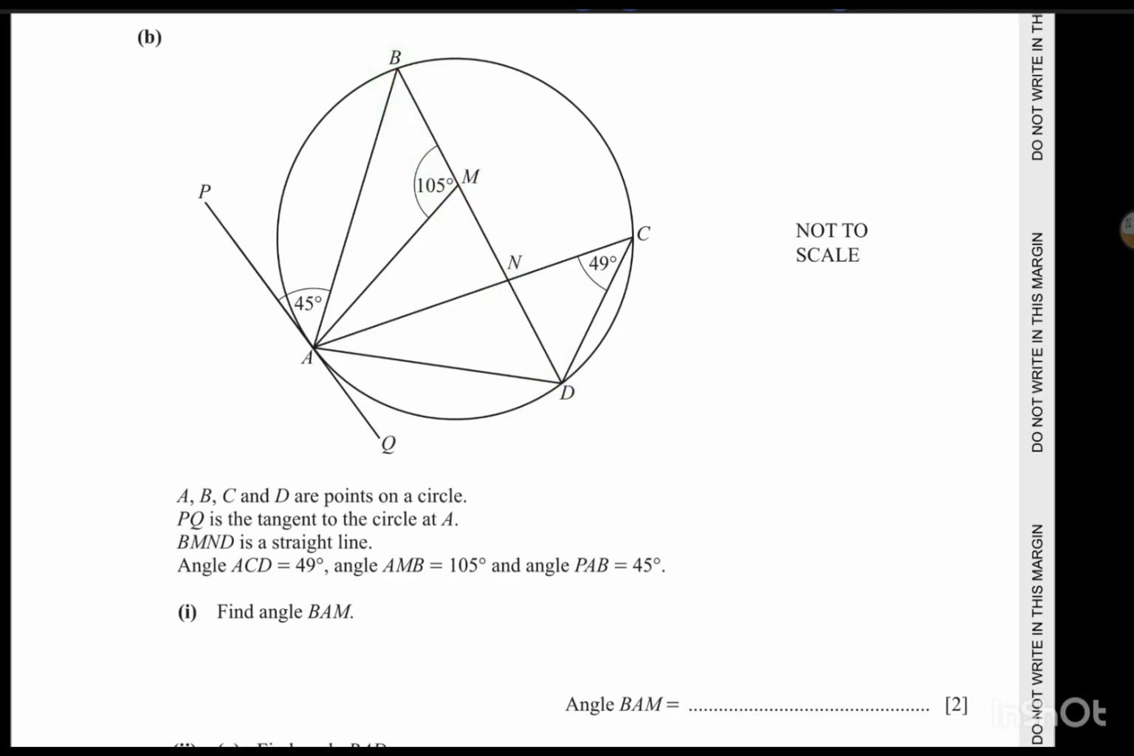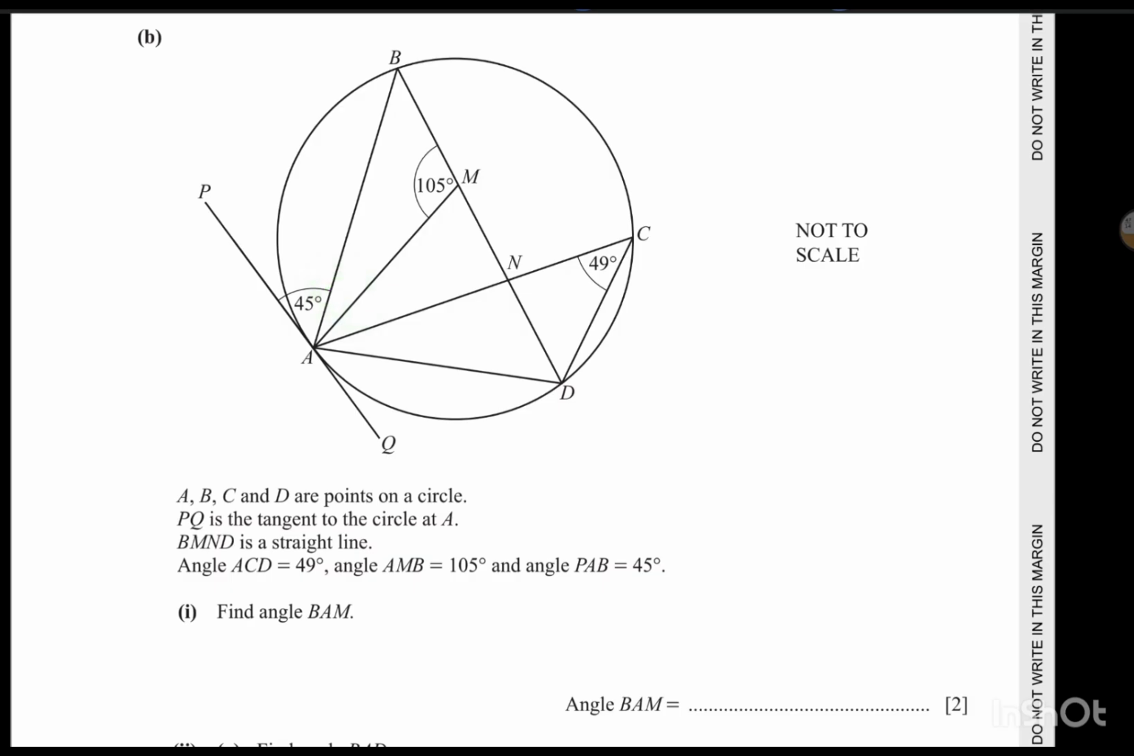Angle ACD is equal to 49 degrees. This angle ACD is 49 degrees. Angle AMB is equal to 105 degrees. And angle PAB is equal to 45 degrees. So this is PAB. Find angle BAM. First question says find angle BAM. So angle BAM is this angle. You need to find this angle.